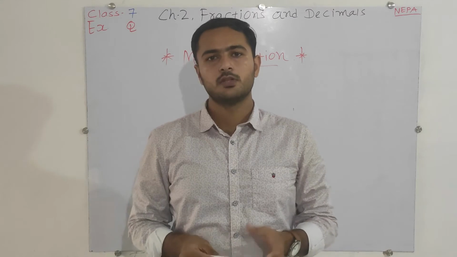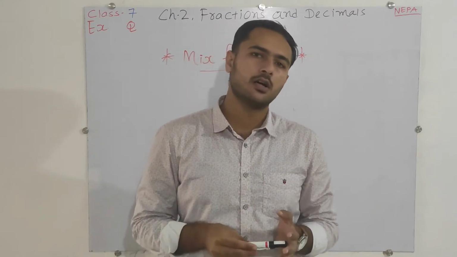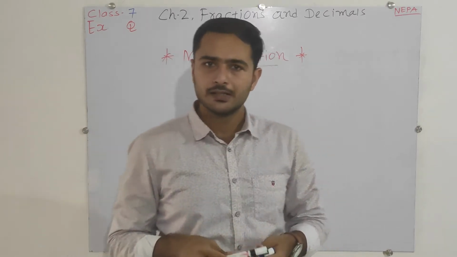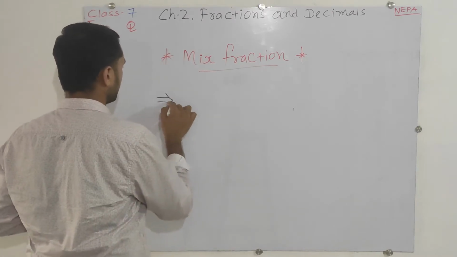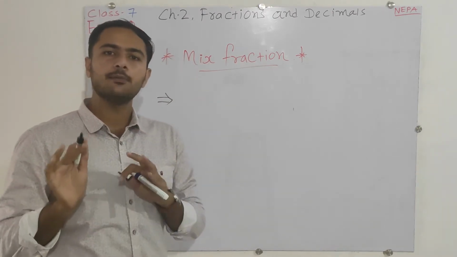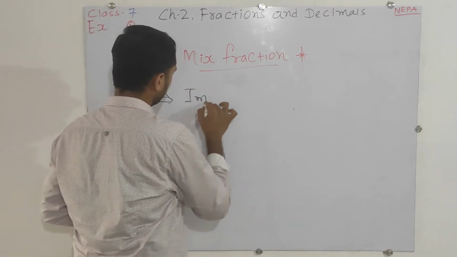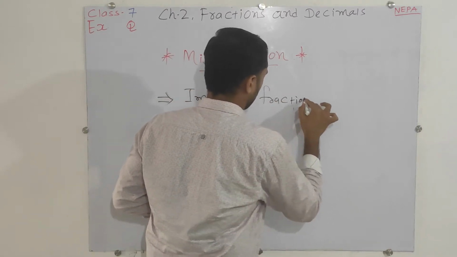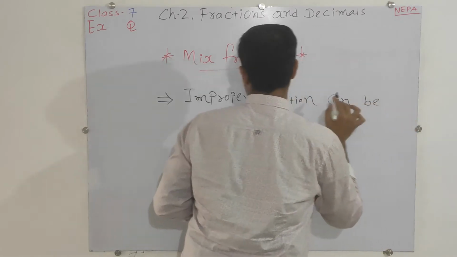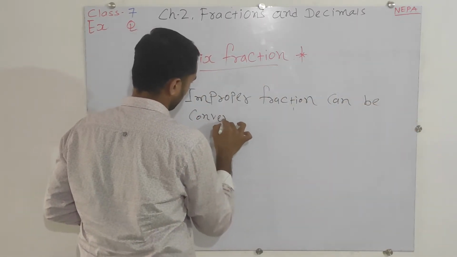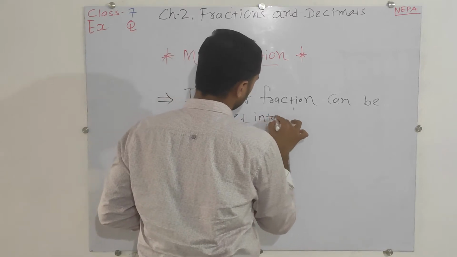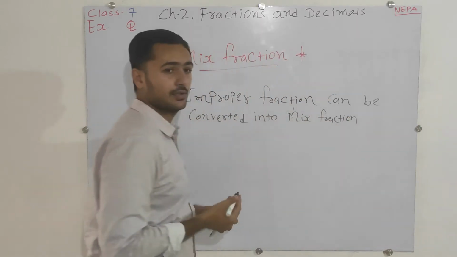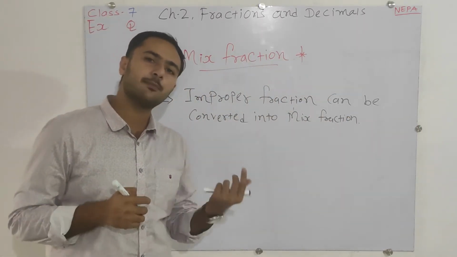Now the mixed fraction. The mixed fraction is one type of improper fraction only, but we convert the improper fraction to the mixed fraction. See how we can do it. A mixed fraction is converted only from improper fractions. An improper fraction can be converted into a mixed fraction. Just remember this: we cannot convert a proper fraction into a mixed fraction.